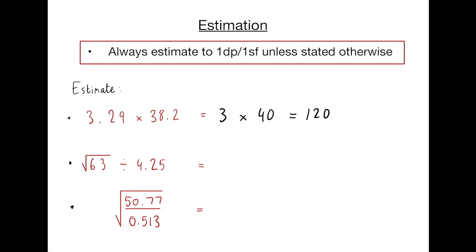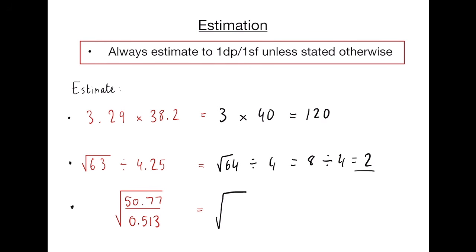Root 63. Now, we could put this to root 60, however, we all know that 64 would be a better answer because that is a square number. Divide that by 4.25 becomes 4, root of 64 is 8, 8 divided by 4, final answer is 2.